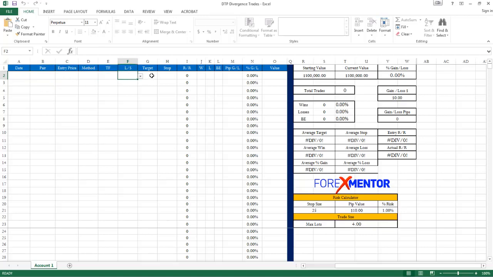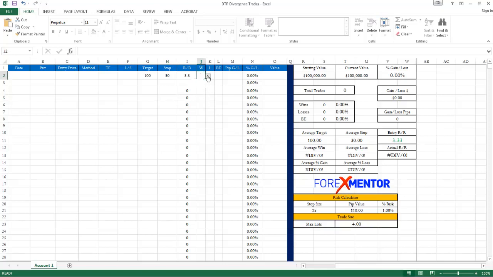This is where, let's say you have a 100 pip target on the trade and a 30 pip stop loss, this is going to automatically calculate your reward to risk. So you're going to know what your reward to risk is, and over here on the right, it's going to calculate your average target and average stop over the course of your trading. All right, so it'll give you your entry reward to risk. Now, once you start to fill in the rest of these values here, especially the actual percentage gained and lost, then you're going to get the actual reward to risk, which kind of works with all of your trade management.